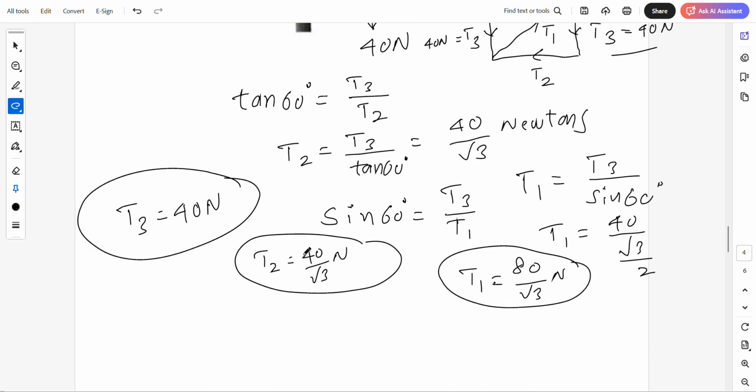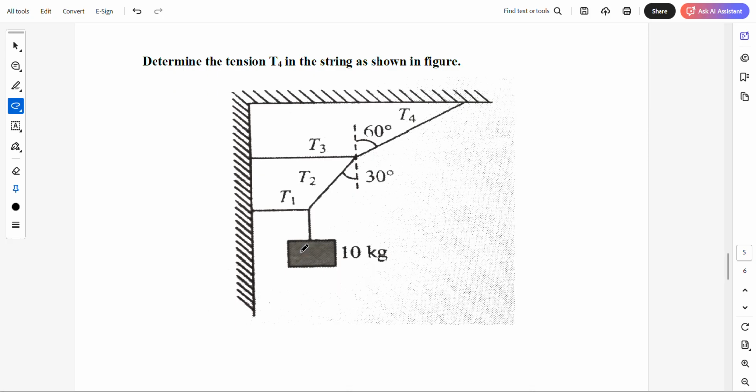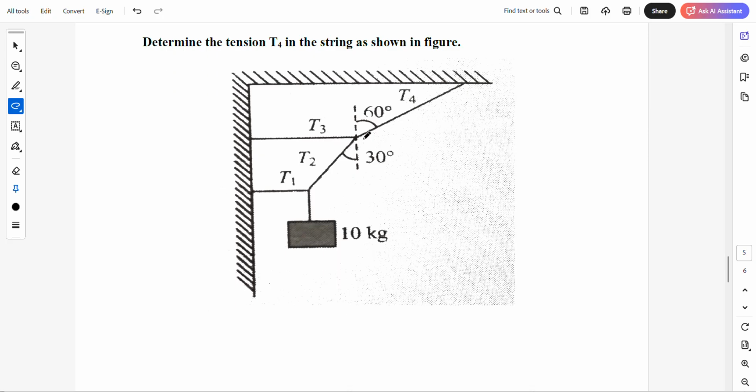Let us go to the next problem. Here, determine the tension T4 in the string. First, you observe this one. These two forces are perpendicular. I can use parallelogram law here. That is 10 into 10, 100 newton. Now I will complete the parallelogram here.